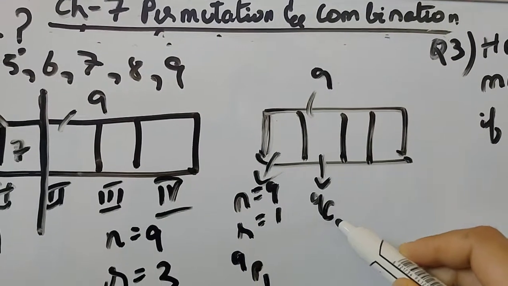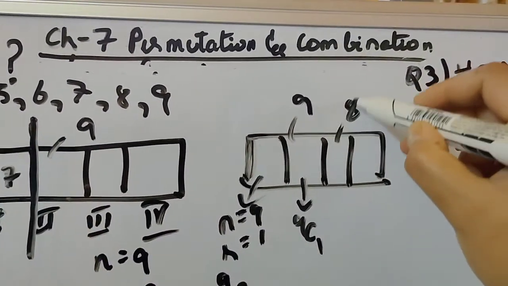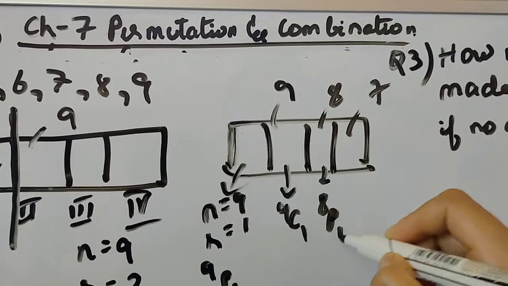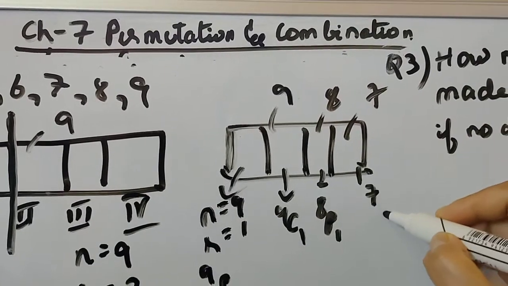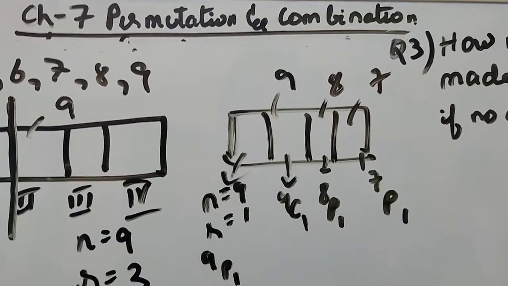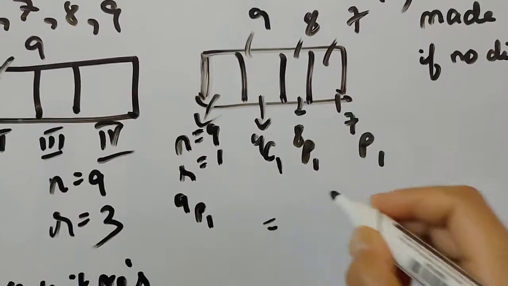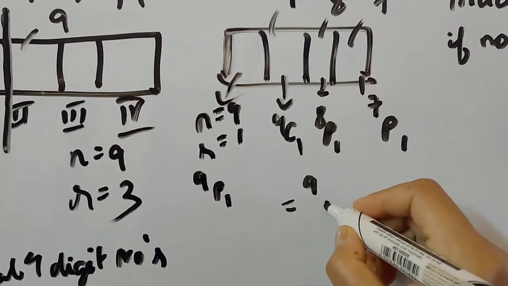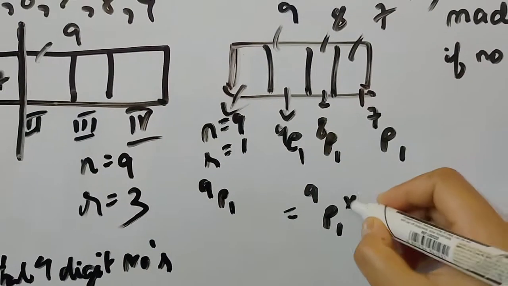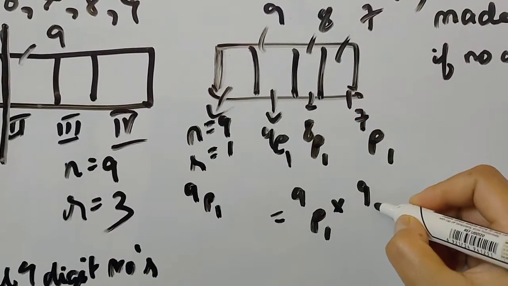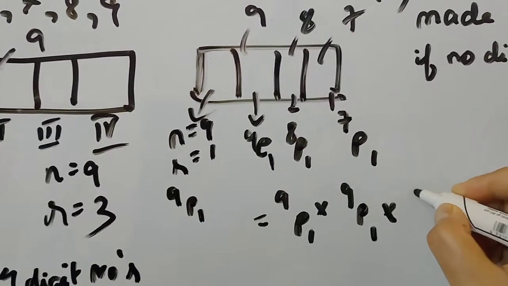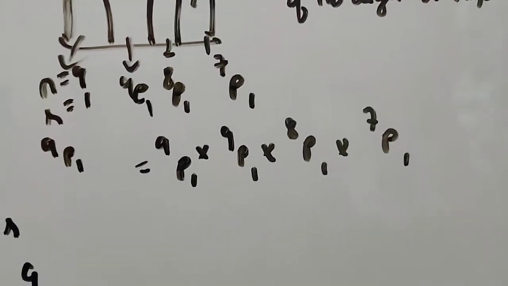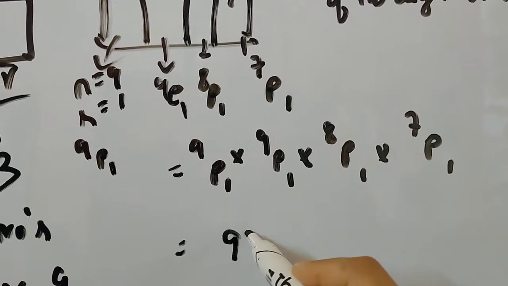will be again 9p1. Here you have 8 ways, here you have 7. So here you have 8p1. For this box it will be 7p1. Now if you solve all this also, you will get the same answer. You try 9p1 into, again for this one, 9p1 into 8p1 into 7p1. Now you check whether you get the same answer or not.